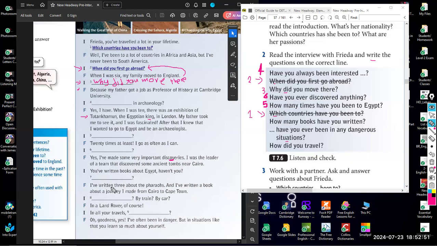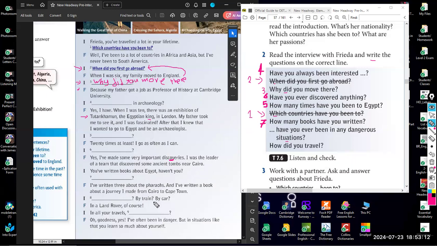I've written books about pharaohs, and I've written a book about a journey I made from Cairo. How many books have you written? Yes, so this is number 7. How many books have you written? I have written 3 about pharaohs.